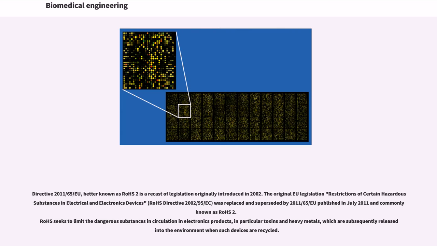Directive 2011/65/EU, better known as RoHS2, is a recast of legislation originally introduced in 2002. The original EU legislation on restrictions of certain hazardous substances in electrical and electronic devices, RoHS Directive 2002/95/EC, was replaced and superseded by 2011/65/EU, published in July 2011 and commonly known as RoHS2. RoHS seeks to limit the dangerous substances in circulation in electronics products, in particular toxins and heavy metals, which are subsequently released into the environment when such devices are recycled.